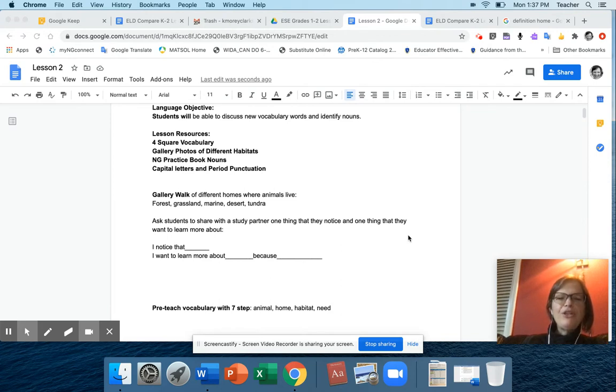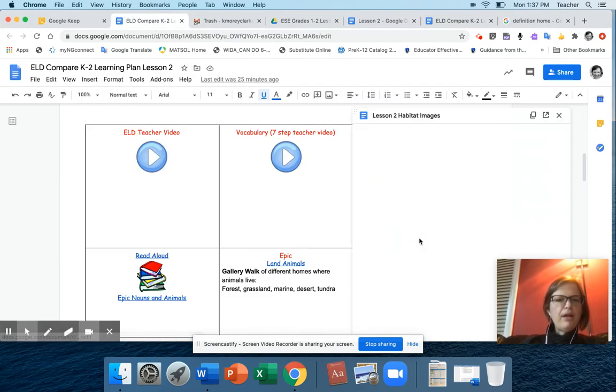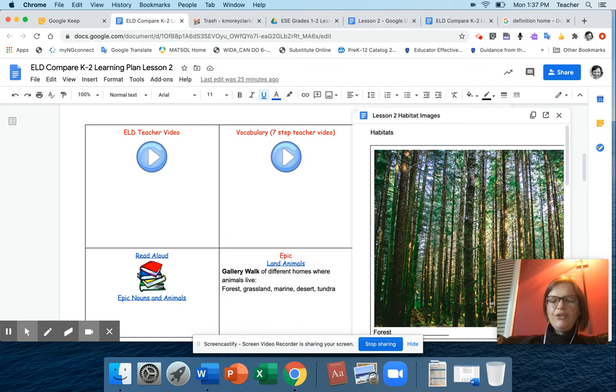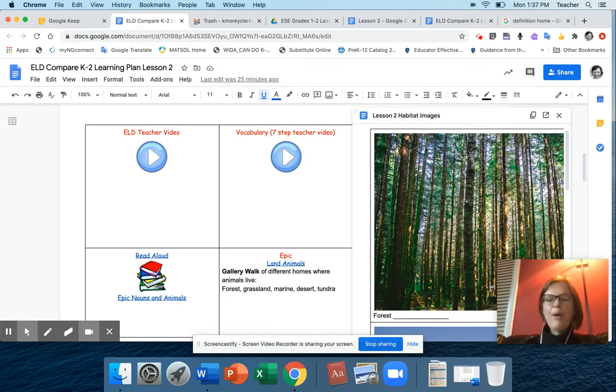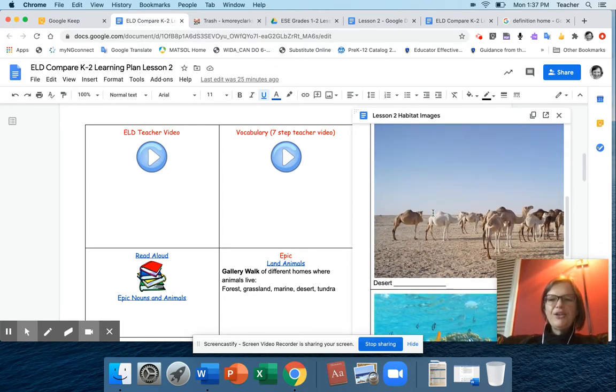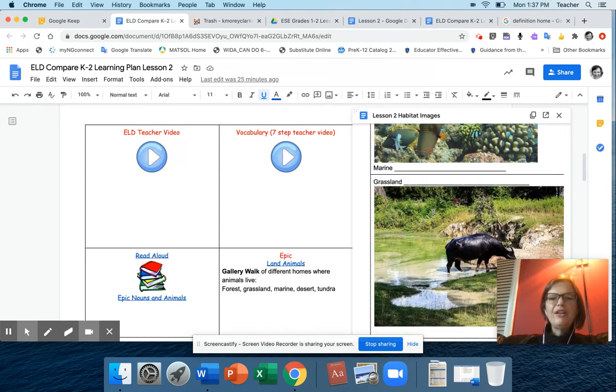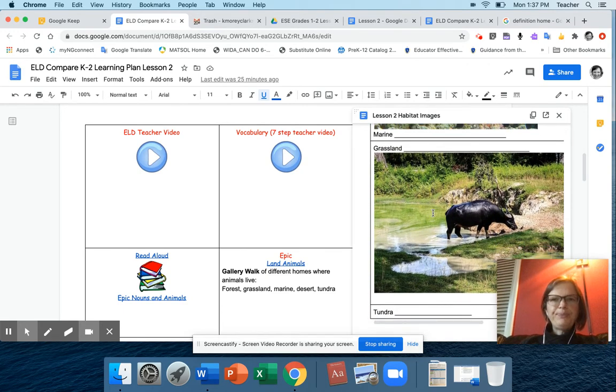What I really want you to do is to take a look at the pictures. I'll show you some pictures of different habitats in nature. So you're going to click on this gallery walk. And these are different habitats. This is a place that an animal lives. For example, this is a forest habitat. Here's a desert habitat, a marine habitat in the water, and a grassland habitat.